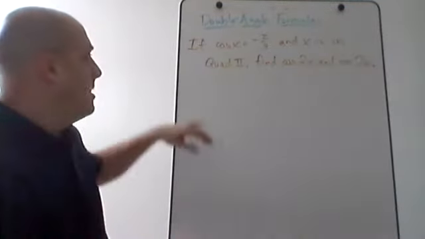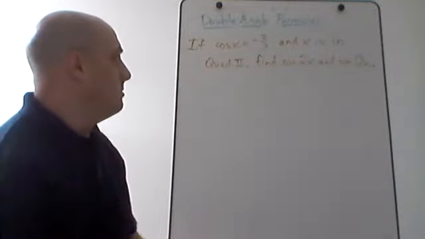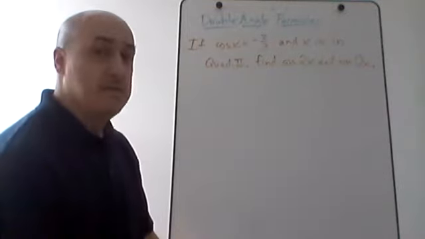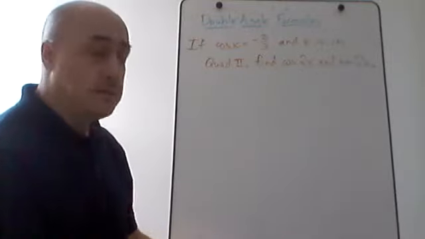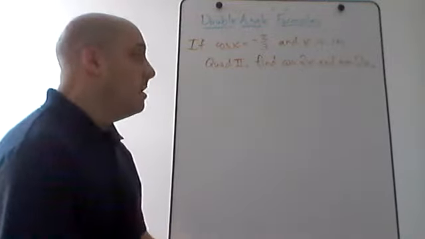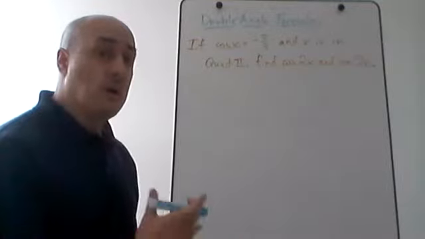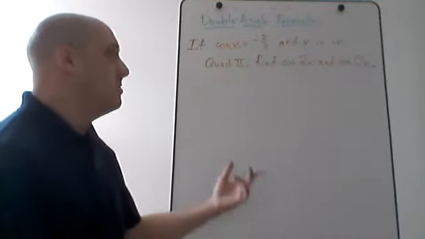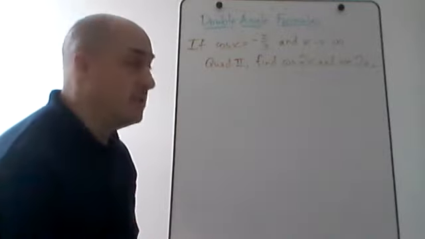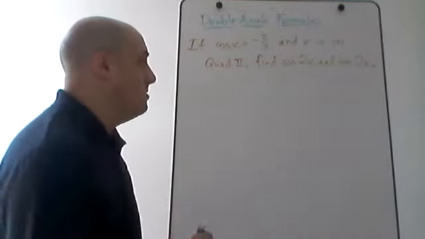All right, so the problem here is: if cosine of x equals negative 2/3 and x is in quadrant 2, find cosine of 2x and sine of 2x. Here they don't tell us what x is. They don't tell us what our angle is. They just tell us that the cosine of that angle is negative 2/3, and they also tell us that that angle lies in quadrant 2. So we want to find cosine 2x and sine 2x.